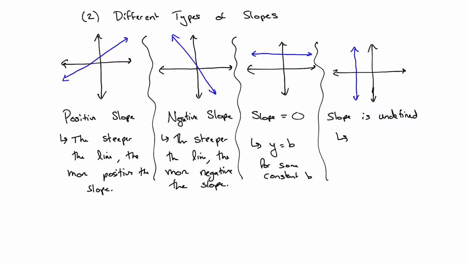And these lines are of the form x equals h for some constant h. So this could be x equals -2 or something like that. So all vertical lines are of the form x equals a number.